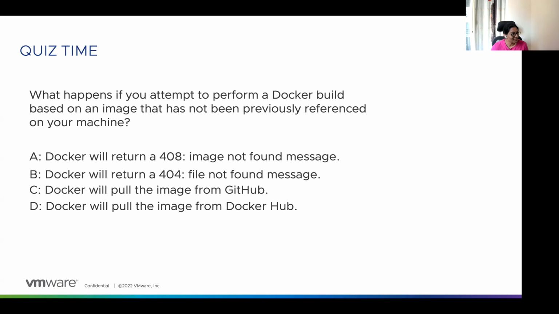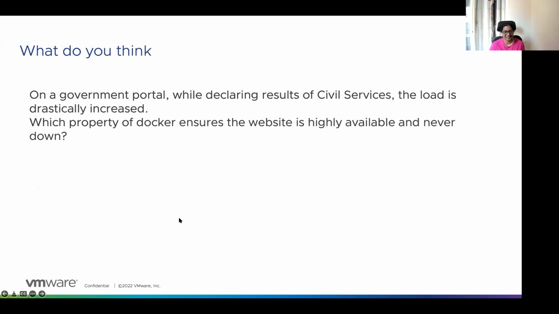Yeah, it looks like everybody is typing D. That's true. If the image is not there, it will be fetched from the Docker Hub, and then the container will be spawned. Right. Thank you. And the next question we have is this.